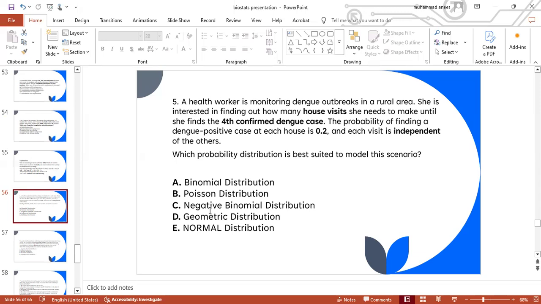Since we see the probability, sorry, C is the correct answer, because we have a fixed number of successes. We have to find the fourth confirmed dengue case. Then this is the negative binomial distribution.